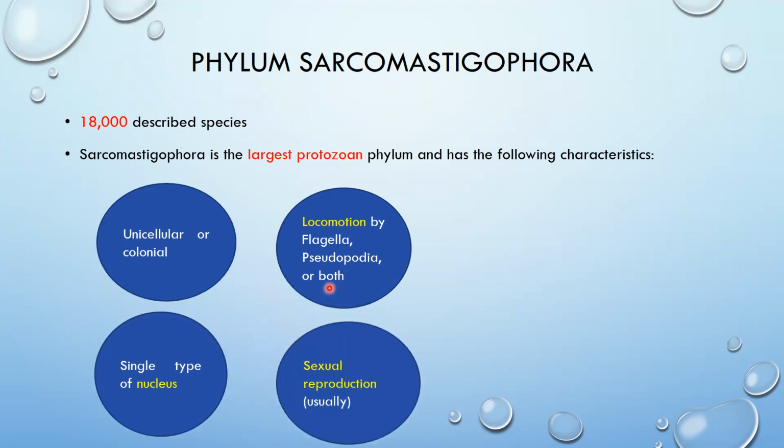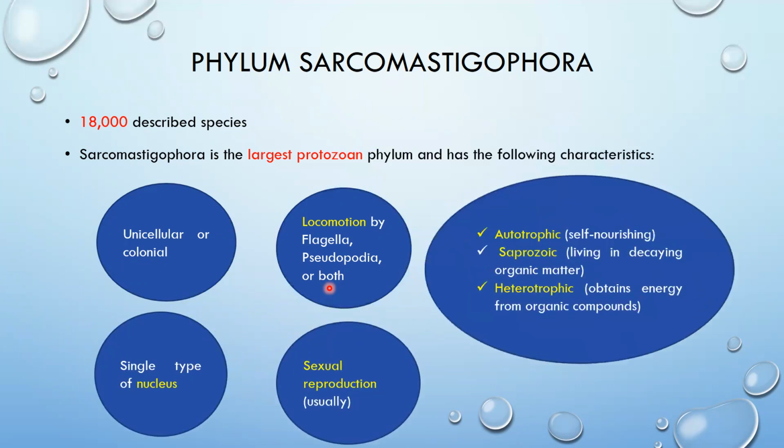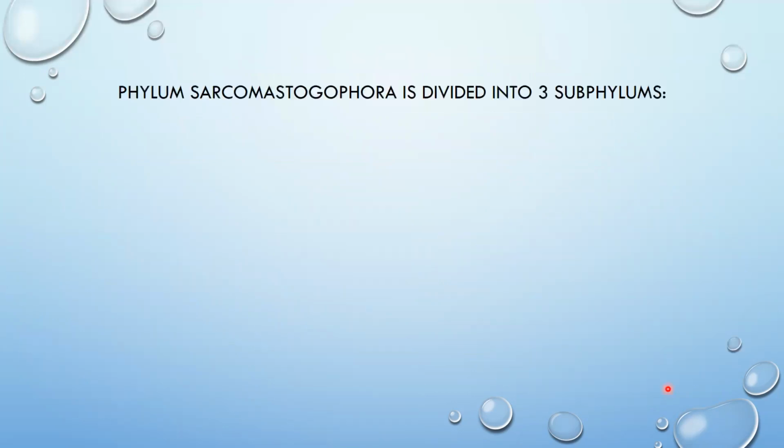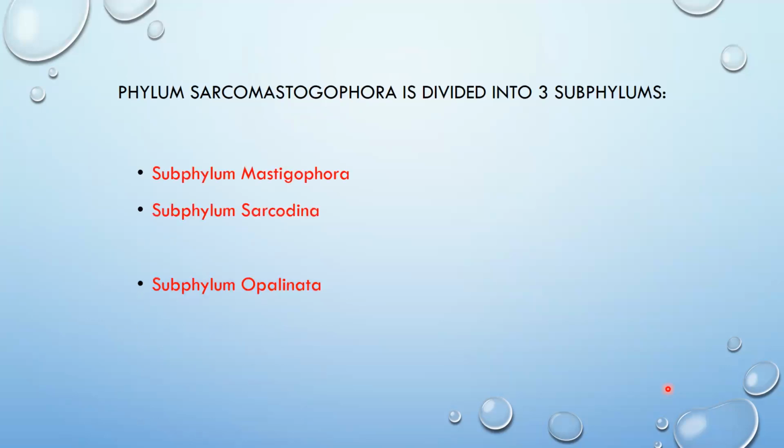They show sexual reproduction usually. They might be autotrophic, and they might be saprozoic, living in decaying organic matter, or they might be heterotrophic. They obtain energy from the organic compounds. So these are the general characteristics of the phylum Sarcomastigophora with 18,000 described species. Phylum Sarcomastigophora is divided into 3 subphylums: subphylum Mastigophora, Sarcodina, and Opalinata. One by one, we're going to study the details of these subphylums.